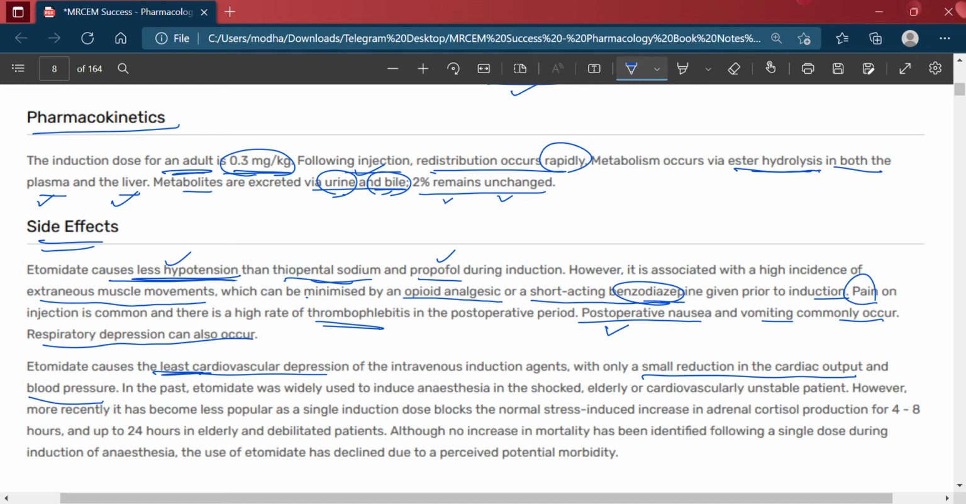In the past, Etomidate was widely used for induction of anesthesia in the shocked, elderly, or cardiovascularly unstable patient. However, more recently it has become less popular, as a single induction dose blocks the normal stress-induced increase in adrenal cortical production for 4 to 8 hours, and up to 24 hours in elderly and debilitated patients. Although no increase in mortality has been identified following a single dose during induction of anesthesia, the use of Etomidate has declined due to perceived potential morbidity.